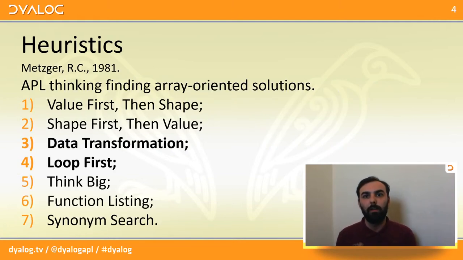So then we looked at a couple of these quite small, specific ways of thinking. One was value first, then shape. And the other was shape first, making an array of a certain shape and then altering the values. Today, I'm mainly going to be focusing on what I'm calling data transformation. That really is what it is. It's just transforming arrays in some way from an input to an output, I guess. It'll become clearer in a second. And then we're also going to look at thinking about things in terms of loops a little bit.